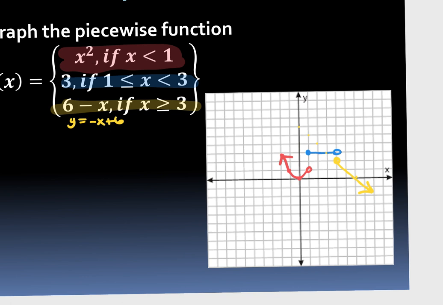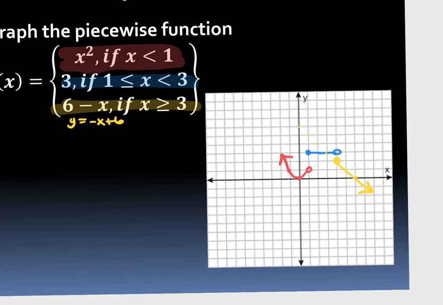Then from 1 to 3, including 1 but not including 3, so solid dot on 1 but open dot on 3, is your horizontal line where y would equal 3. And then y equals negative x plus 6 results in that yellow line. It has a solid dot because it's greater than or equal to, and then it would point down to the right because the slope is negative 1.